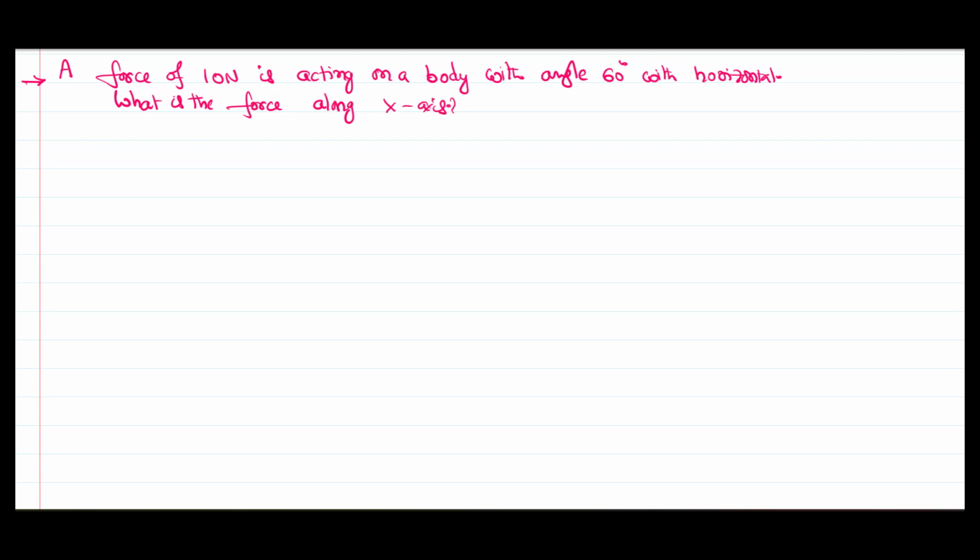Hello everyone. Here is the problem that we are solving in this video. A force of 10 Newton is acting on a body at an angle of 60 degree to the horizontal. Then what is the force on the x-axis is the question.